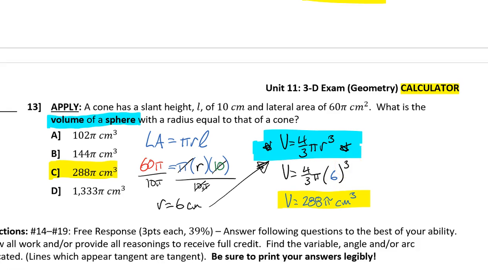Well, I told you the lateral area of a cone is 60 pi. So let's put the lateral area. It's 60 pi. And I gave you the slant height L. So we have an equation. Pi times r times 10, where I have to divide by 10 pi. Gives me my radius. Now that I have the radius, I substitute that in.